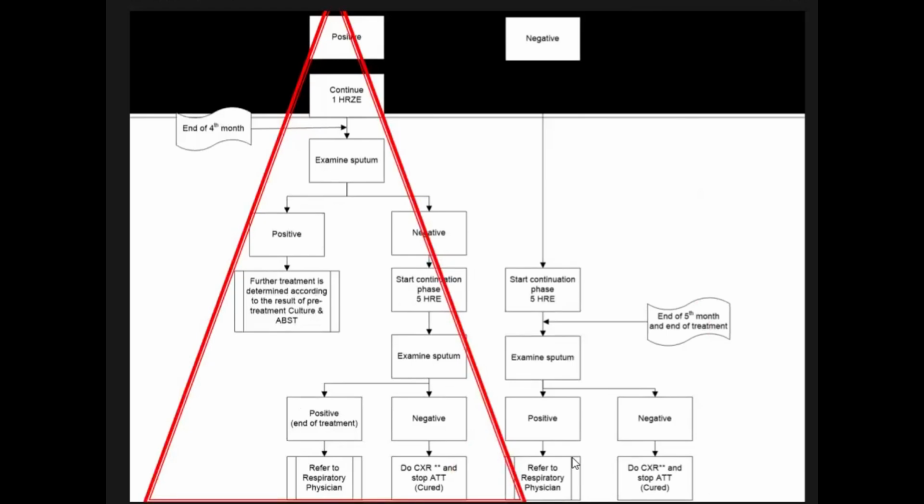And then, of course, if they are positive at the end of the 3rd month, we go for another extended 1 month. And then you re-examine the sputum. If the sputum is negative, you will convert them to the 5-month 3 drugs of isoniazid, rifampicin, and ethambutol. And then you would go on.